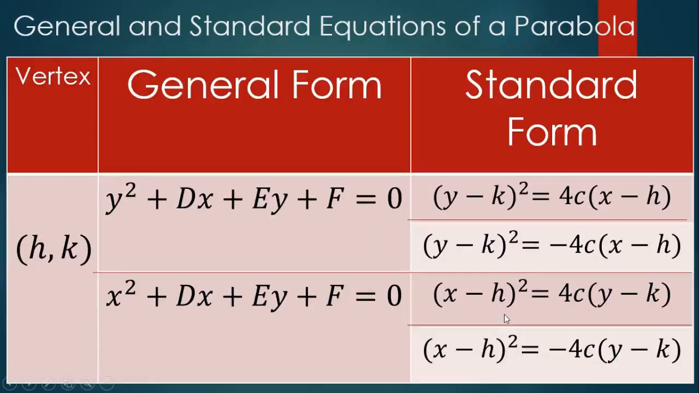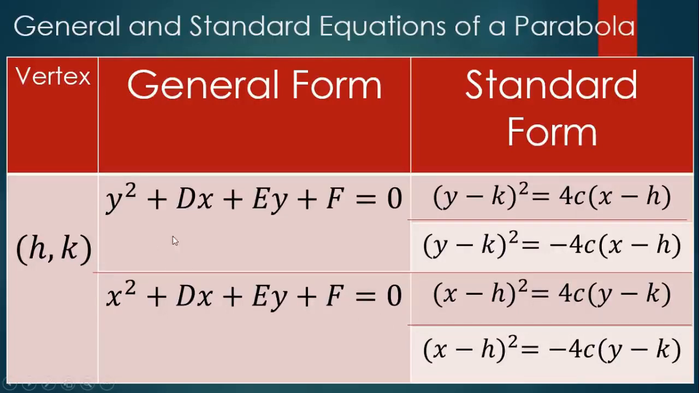And if we have the equations of the parabola in standard form, like these two, we have square of (x minus h) equals 4c times quantity (y minus k), and the other one is square of (x minus h) equals negative 4c times quantity (y minus k). The equivalent general equation is x squared plus dx plus ey plus f equals 0.